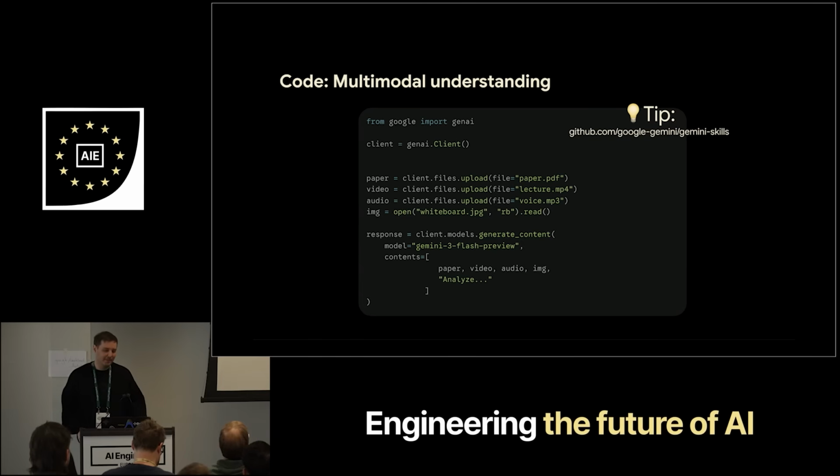Almost half of the room. Yeah, basically this is how you set it up. You get your API key for free at ai.studio, and then you install the SDK. We have it available in different languages.